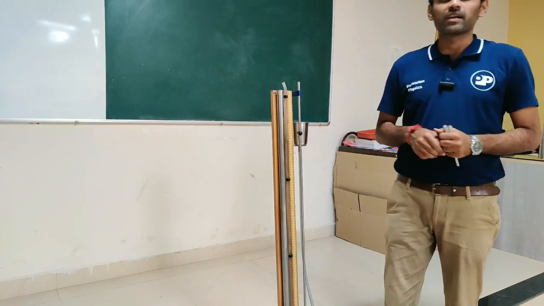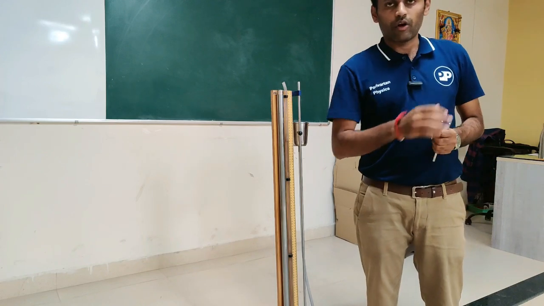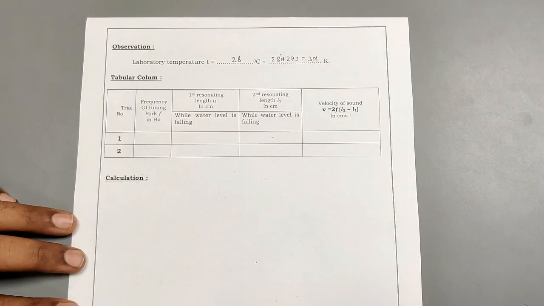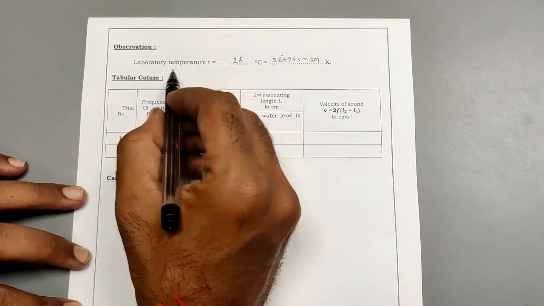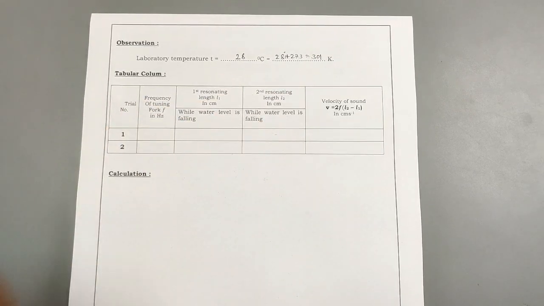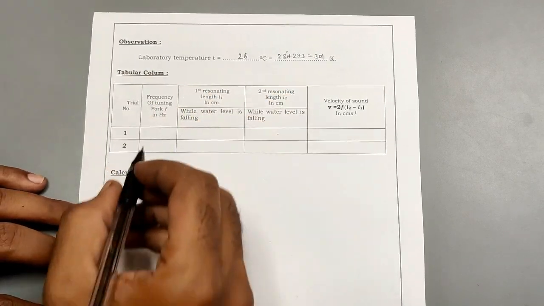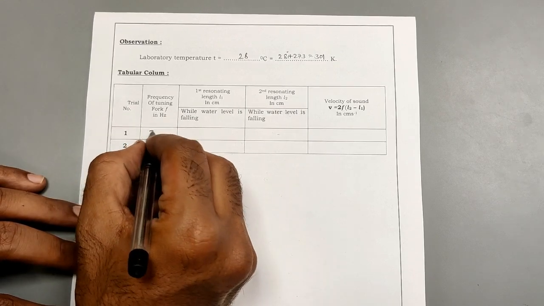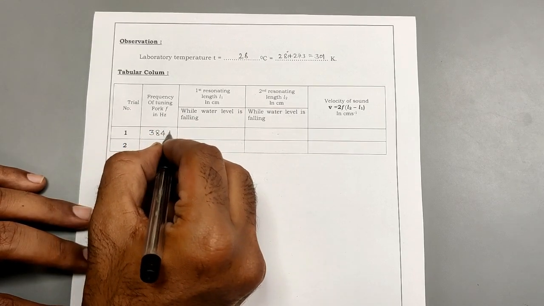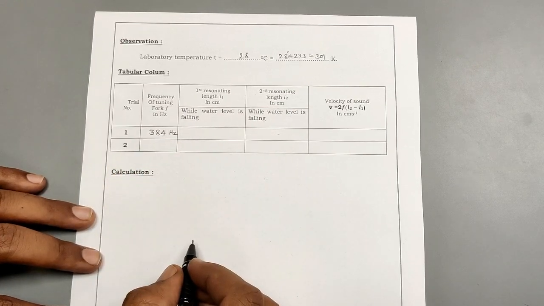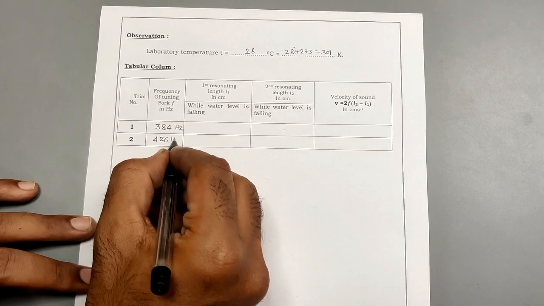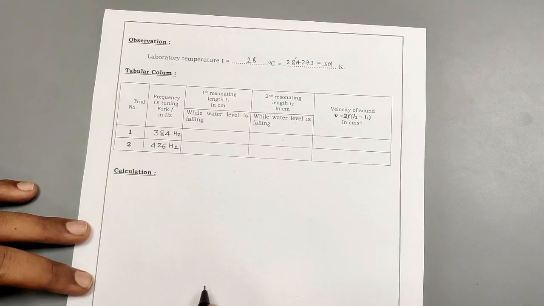So we have taken all the trials. Now we'll move to the observation table and we'll make the calculations. Okay, so we have gone through the experiment. See, observation we had already written. 28 degrees Celsius was the laboratory temperature. Which was the first tuning fork we had used? We had used the first tuning fork of 384 hertz. And which was the second tuning fork we used? It was 426 hertz.